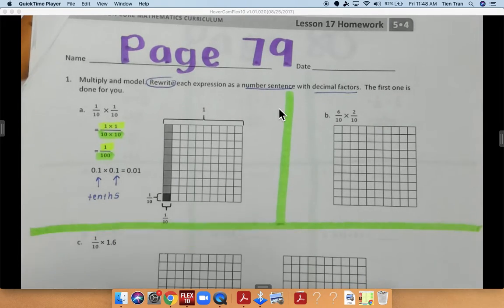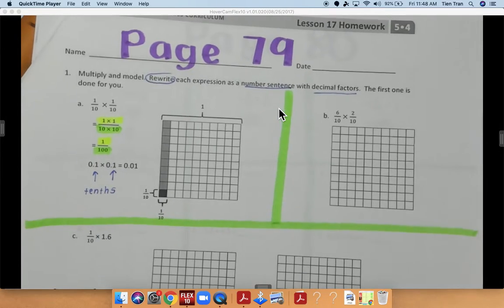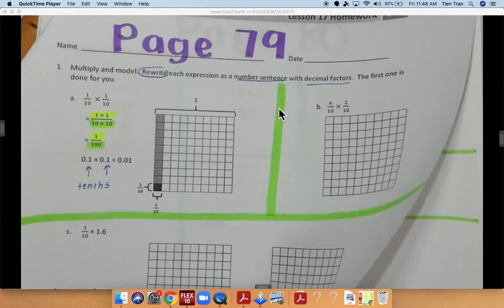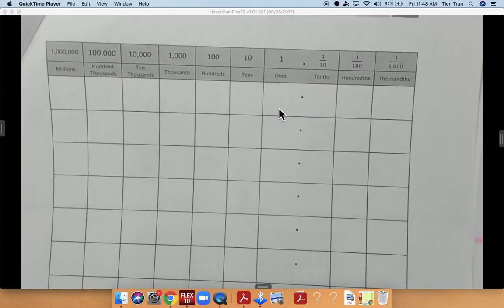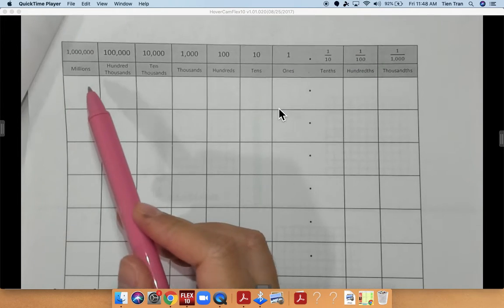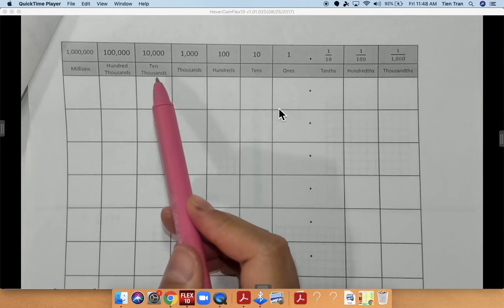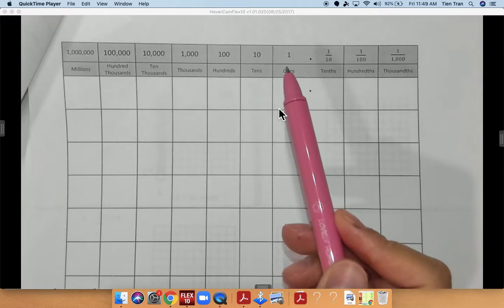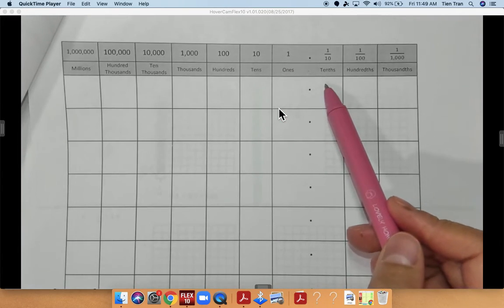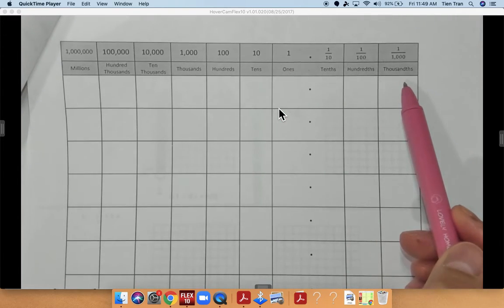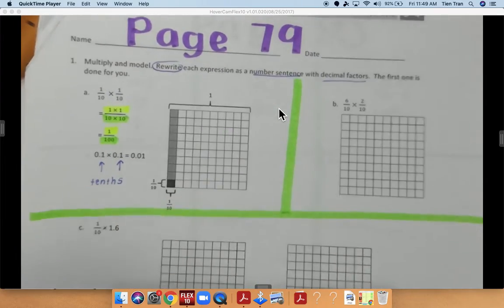So remember the place value chart. Now, if you forget, in your book they have a place value chart, right? Remember this? We have our millions, our hundred thousands, our ten thousands, our thousands, our hundreds, our tens, our ones, our tenths, hundredths, and thousandths. Okay? So that's what we're going to be doing today.